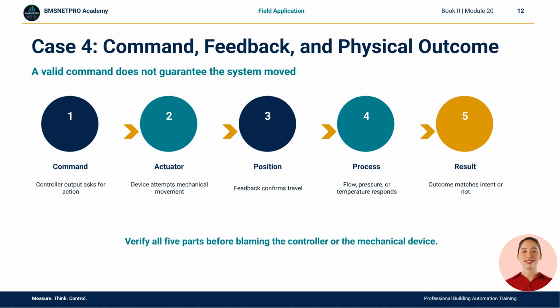Case 4 connects sensors, actuators, valves, dampers, and process response. A controller command is only the request. The actuator must move. The linkage, stem, shaft, valve, or damper must translate that movement. The position feedback may confirm travel, but even feedback is not the final outcome. The real question is whether the physical process changed: airflow, water flow, temperature, humidity, pressure, or equipment operation.